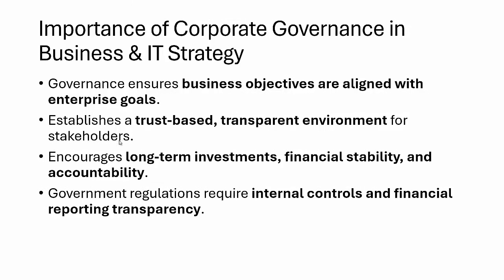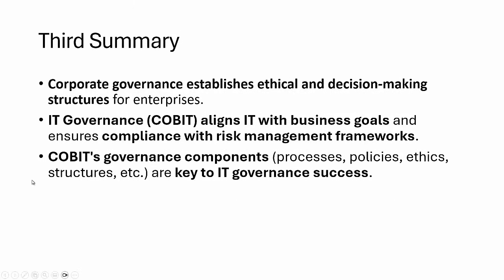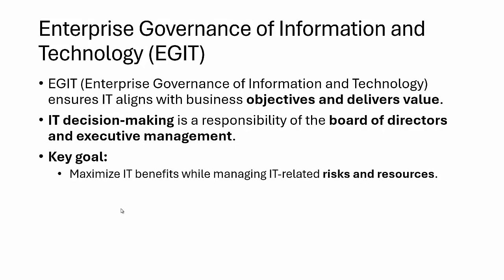Okay, so the summary is that corporate governance establishes the critical ethical and decision-making structure for the enterprise. IT governance aligns IT with business goals and ensures compliance with the risk management framework, and corporate governance components like process, policy, and ethics structure are key to IT governance success. So next is the enterprise governance of IT. It means corporate governance of IT, how the board is controlling the IT.